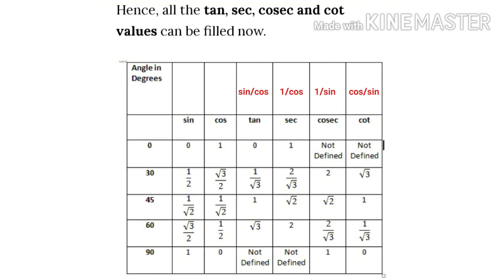And cot theta, as you know, is cos theta by sine theta. So cos 0 is 1 divided by sine 0, it cannot be defined. Cot 30 degree equals cos theta by sine theta, that is root 3 by 2 divided by 1 by 2, that means root 3. Similarly, cot 45 degree equals 1, cot 60 degree equals 1 by root 3, cot 90 degree equals 0. So this way we can derive all these values in our mind.